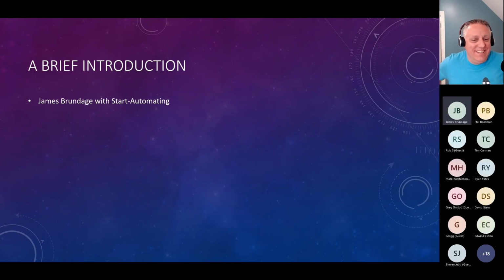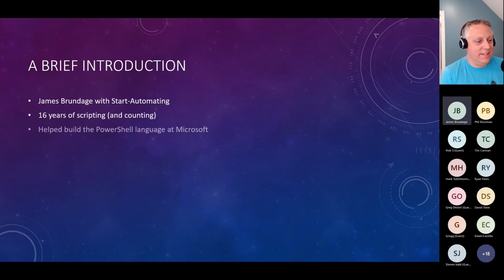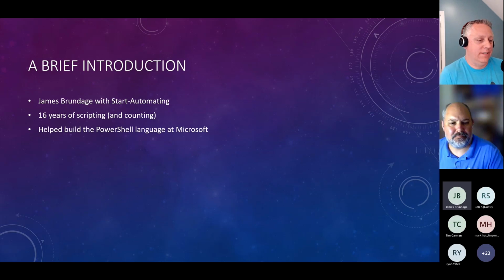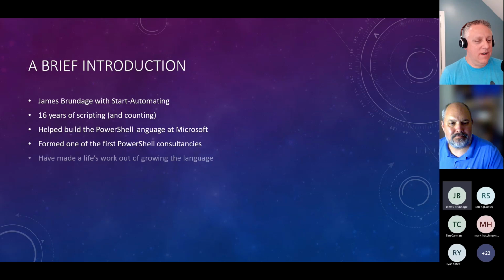I'm James Brundage with Start Automating. Start Automating is a tiny little PowerShell boutique consulting firm that helps people with their PowerShell problems. I've been scripting for about 16 years and counting. I helped build the PowerShell language at Microsoft and went on to form one of the first PowerShell consultancies. And I've kind of made a life's work out of basically growing the language.